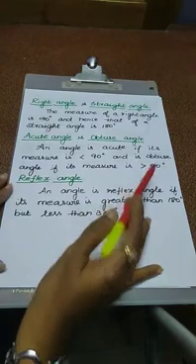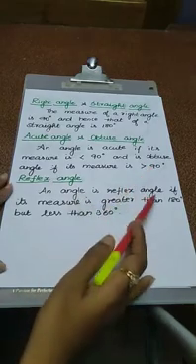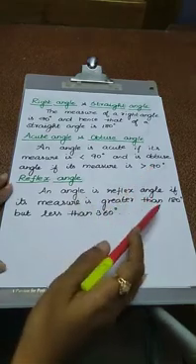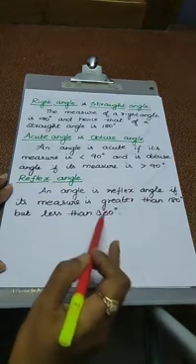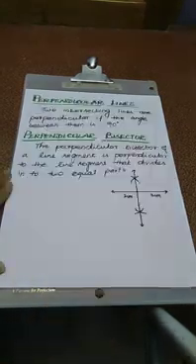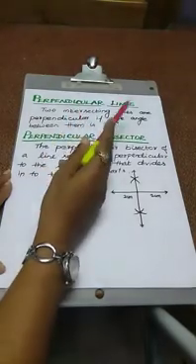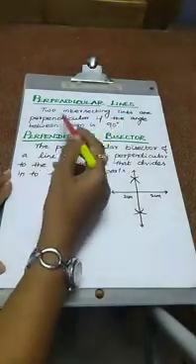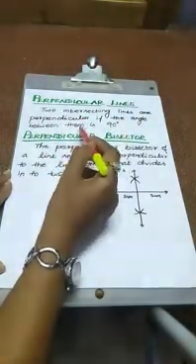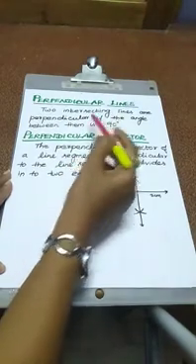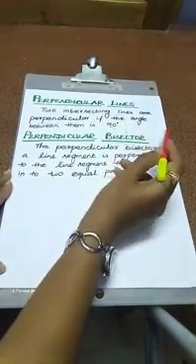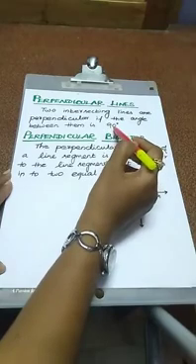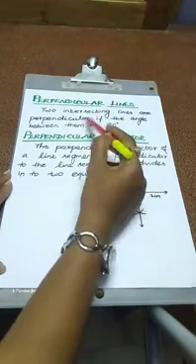The next one is reflex angle. An angle is a reflex angle if its measure is greater than 180 degrees but less than 360 degrees. That is a reflex angle. And the next one, perpendicular lines. Two intersecting lines are perpendicular if the angle between them is 90 degrees. Actually, two lines meeting at one point. When we get 90 degrees, the two lines are called perpendicular lines.